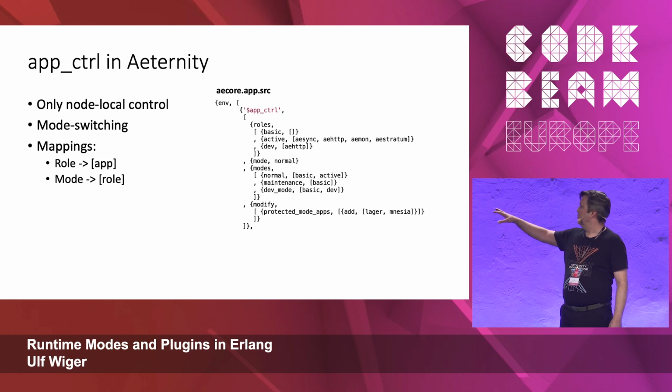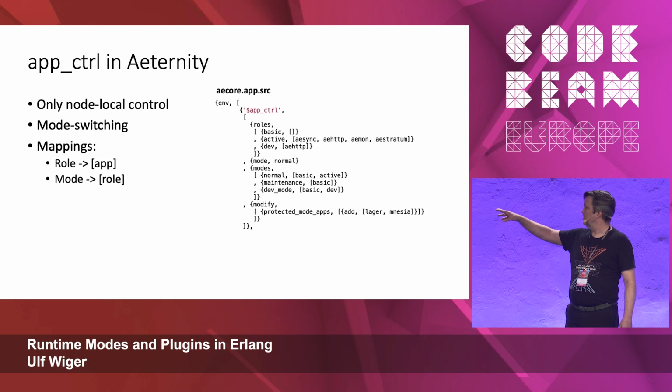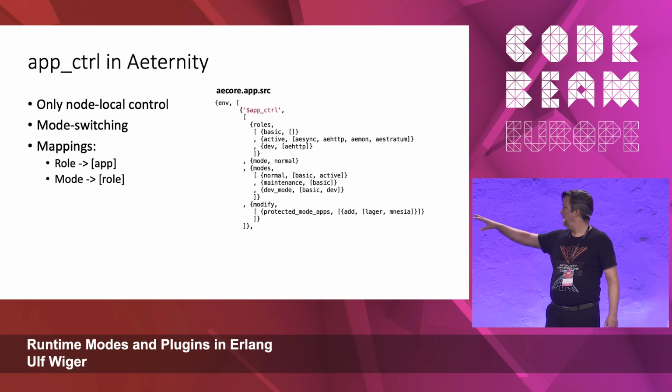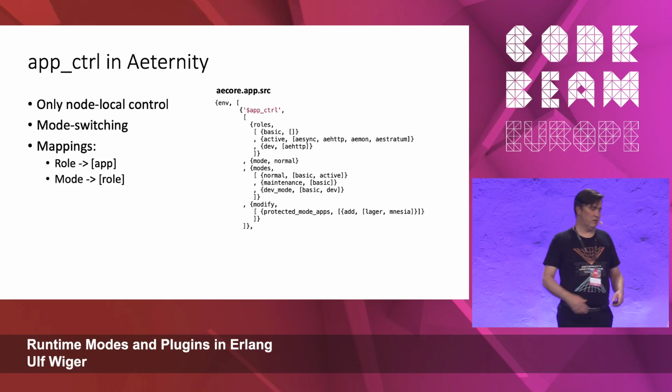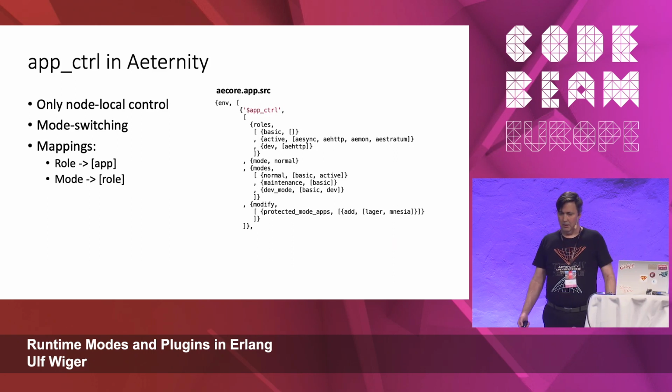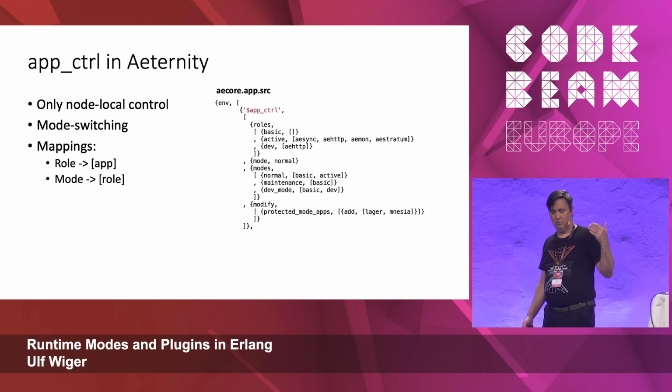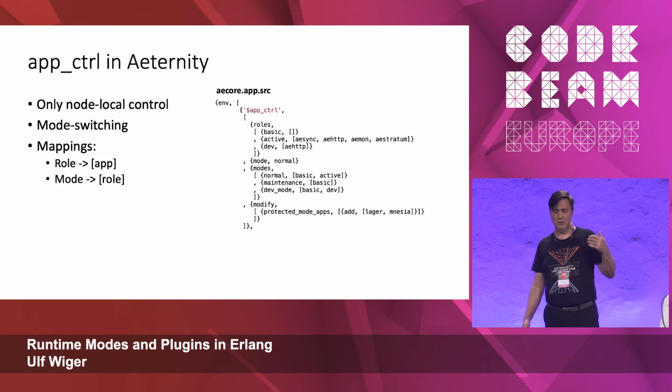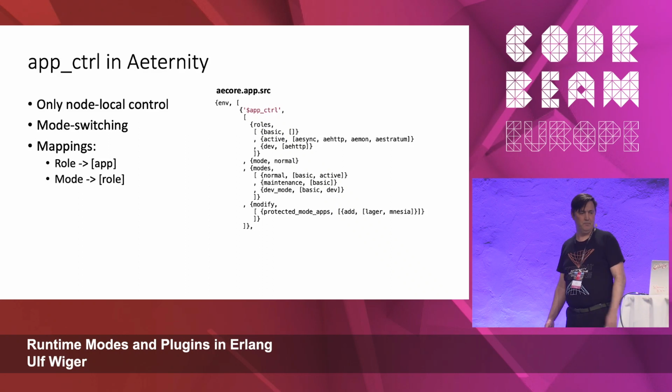And then there is a thing called protected mode apps. An application can tell app control to modify the protected mode apps list and add applications there. I will mention what that does later. So we have two mappings essentially for now: role to applications and mode to roles.